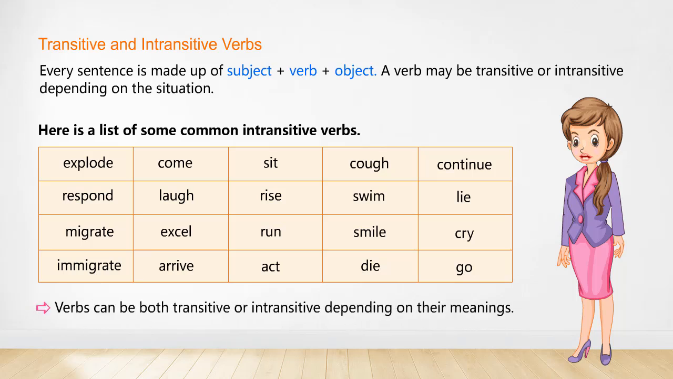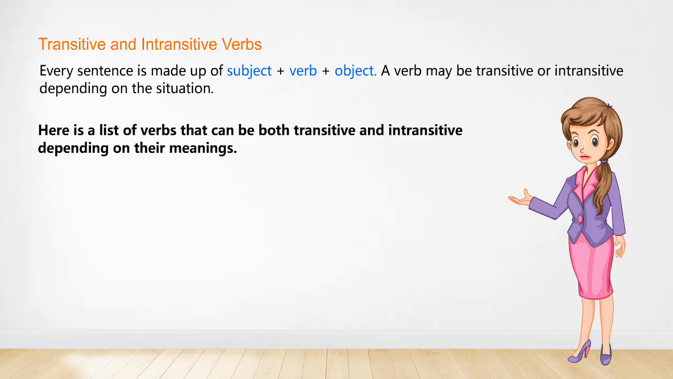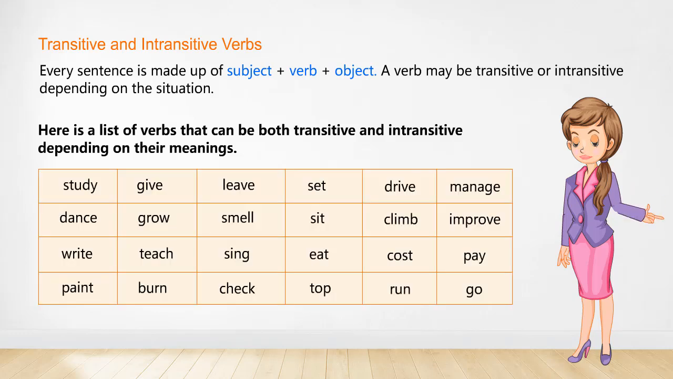Verbs can be both transitive or intransitive depending on their meanings. Here is a list of verbs that can be both transitive and intransitive depending on their meanings: study, dance, write, paint, give, grow, teach, burn, leave, smell, sing, check, set, sit, eat, top, drive, climb, cost, run, manage, improve, pay, go.